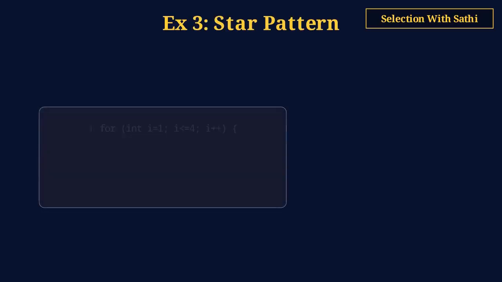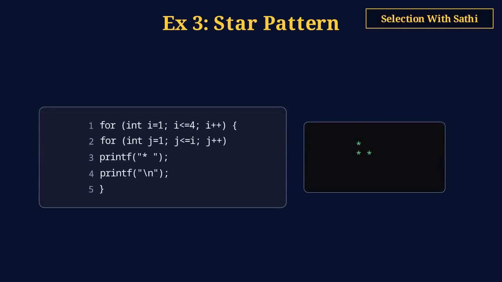Third example: printing a star pattern with nested for loops. We want a right triangle of stars with 4 rows. The outer loop runs i from 1 to 4, controlling the row number. The inner loop runs j from 1 to i, printing i stars on each row. After the inner loop, we print a new line to move to the next row. Row 1 has 1 star, row 2 has 2 stars, row 3 has 3 stars, and row 4 has 4 stars. Nested loops are a favorite pattern question in interviews.